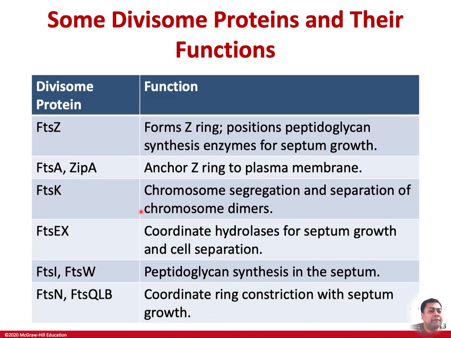Then you have FtsK, which helps in the chromosome segregation, the separation of the chromosome dimers. That is essential. And then you have FtsEX, which coordinates the hydrolase of the septum growth and the cell separation. Here also are FtsI and FtsW. FtsI is a penicillin binding protein. We're going to talk about that later. And this helps in the peptidoglycan synthesis in the septum. And then you have FtsN and FtsQLB. These coordinate the ring constriction with the septum growth.